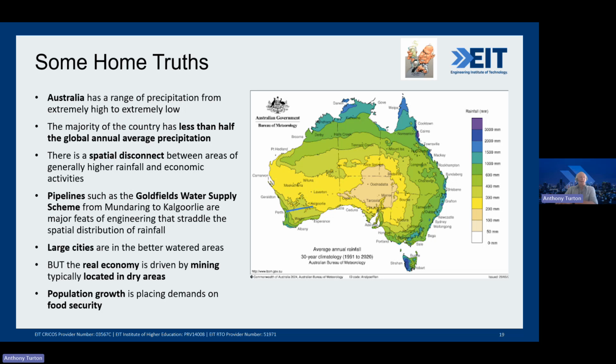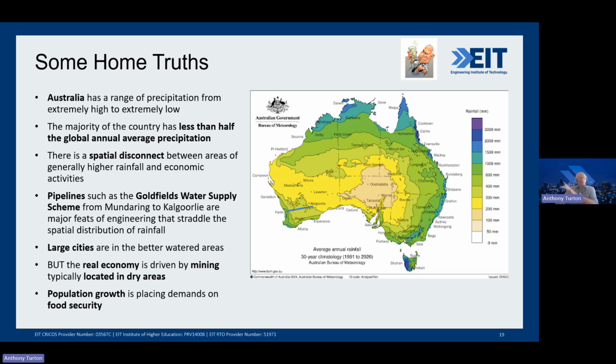Larger cities in Australia are all associated with the better watered areas, but the economy is driven by mining, and that's typically located in dry areas. So in the case of Australia, the mining is either in the goldfields in the middle, that yellow part, or up north in the Pilbara, which is maybe a little bit more water abundant, but still very, very dry. Population growth is placing increasing demands on water supply, but also on food security.